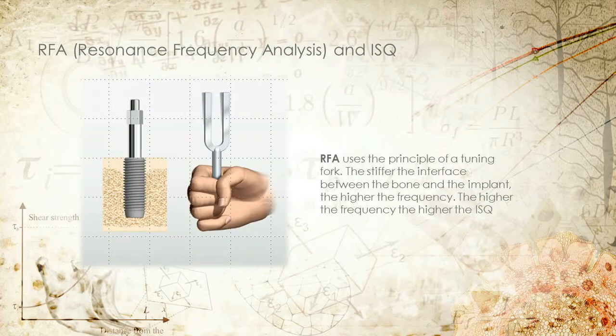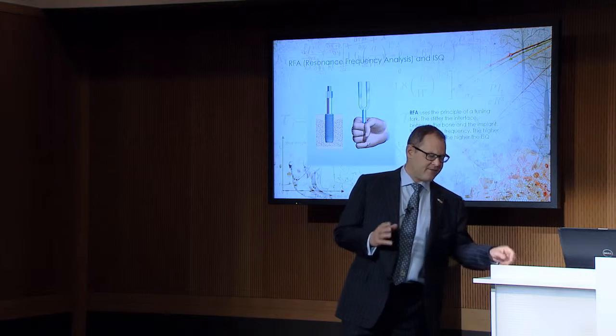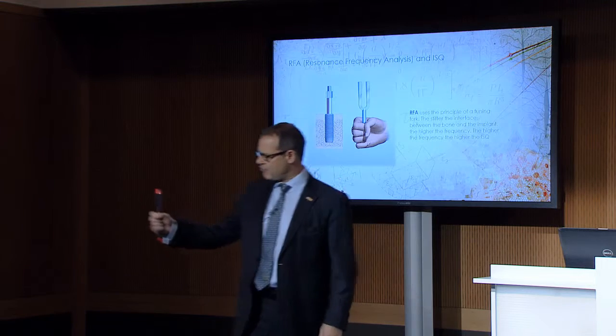Well, we understand what RFA is. It's effectively a change in the resonance of the implant as the interface becomes stiffer. What do we mean by that? We mean a reduction in the intrinsic micromobility of the implant. And at this point, I want to emphasize a fundamental difference between micromobility and micromotion.